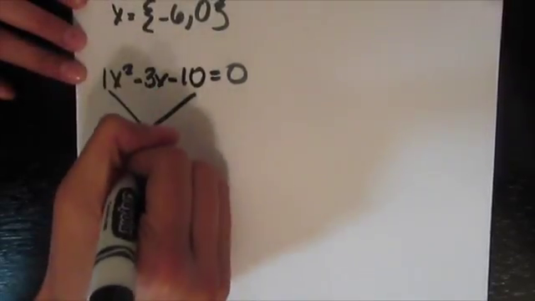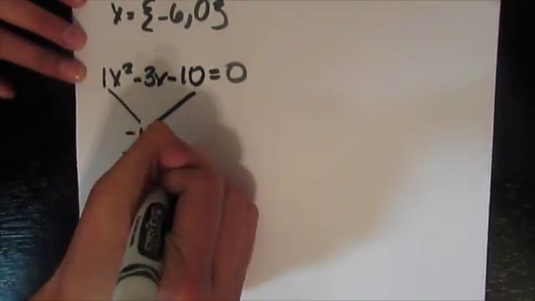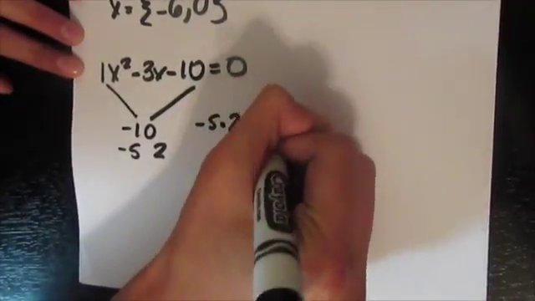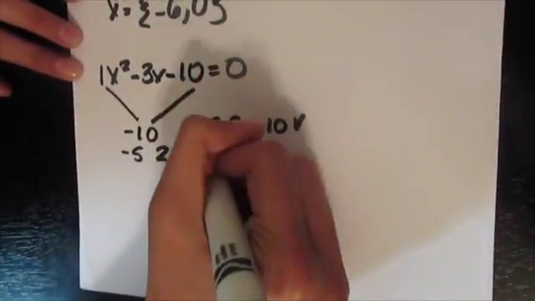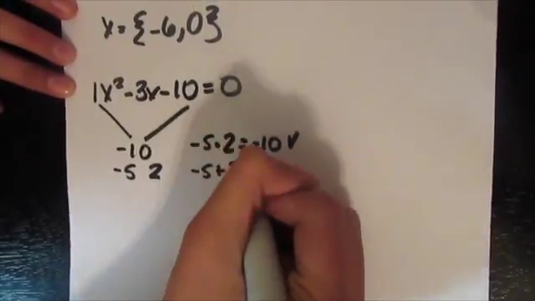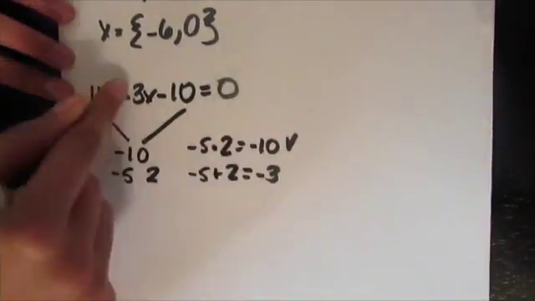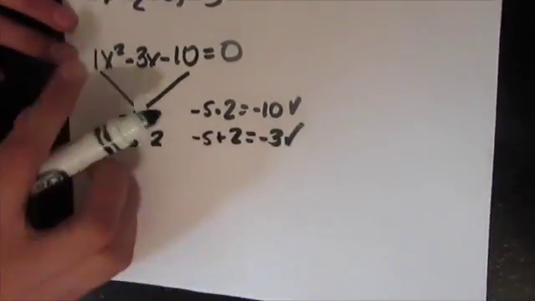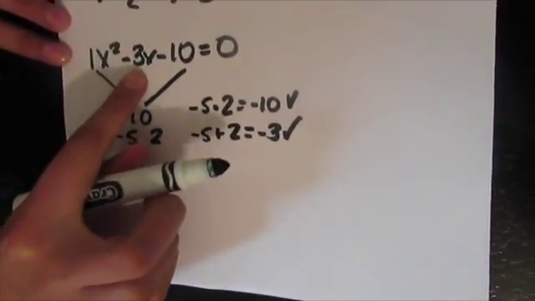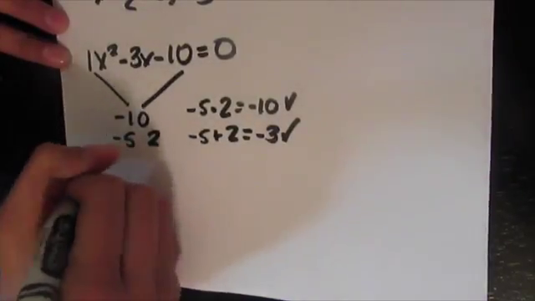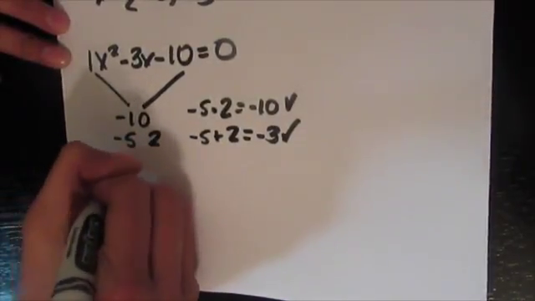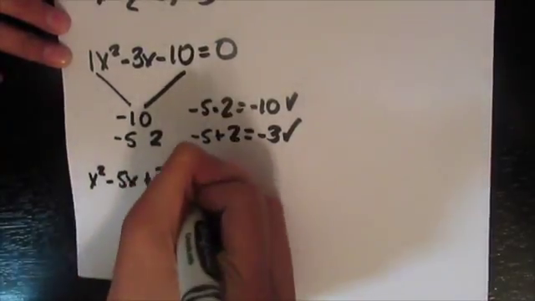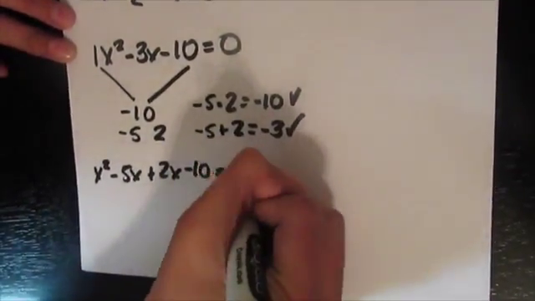So let's try negative 5 and 2. Negative 5 times 2 is negative 10, so that would work. And negative 5 plus 2 equals negative 3, which is this digit, so that would also work. Next, we'll replace these numbers and put them in the middle of our formula in place of the 3 in this manner. So it would be x squared minus 5x plus 2x minus 10 is equal to 0.